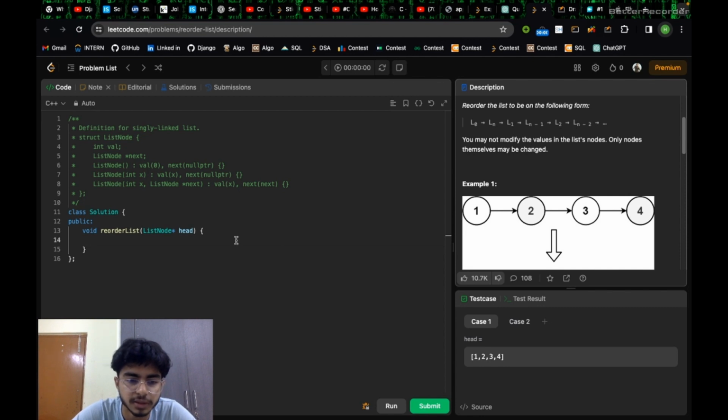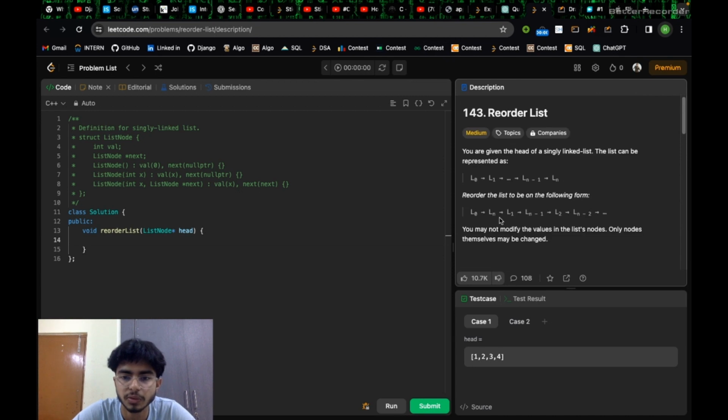I would be solving today's problem and continue the daily LeetCode challenge streak. So today's question is Reorder List. It's a medium level question in LeetCode. Though its solution is a little bit easy, the implementation is quite tough.